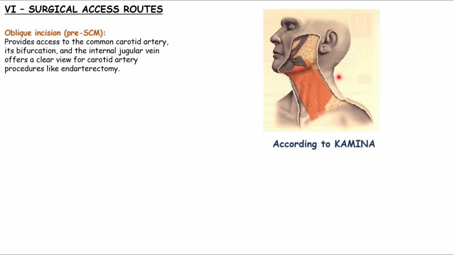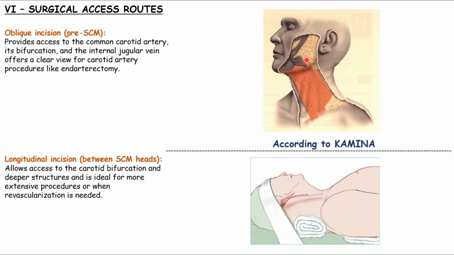The approach techniques to the carotid arteries are two. First, the oblique incision, presternocleidomastoid muscle, provides access to the common carotid artery, its bifurcation, and the internal jugular vein, and offers a clear view for carotid artery procedures like endarterectomy. And the longitudinal incision, between SCM heads, allows access to the carotid bifurcation and deeper structures and is ideal for more extensive procedures or when revascularization is needed.